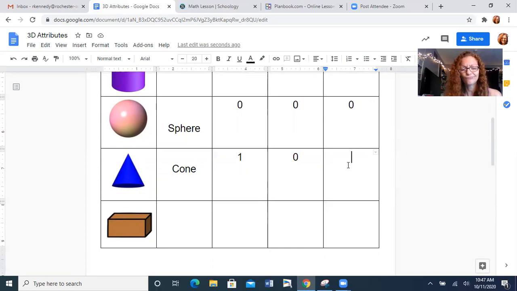How many vertices? Remember, vertices are where three faces come together to make a point. Does this have three faces? No, we said it only had one. So are there three faces that come together to make a point anywhere? No, there is zero. Now, the tricky part of the cone is that it does have a point. But when we're talking about 3D or solid shapes, a vertice is where three faces come together. So because there's no three faces and they don't come together, this can't be a vertice.